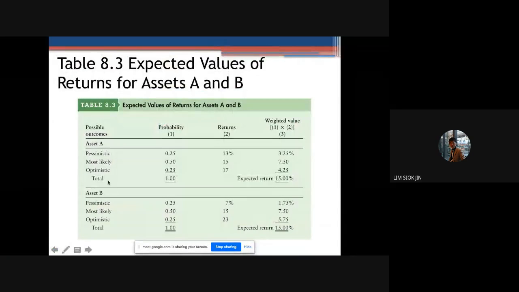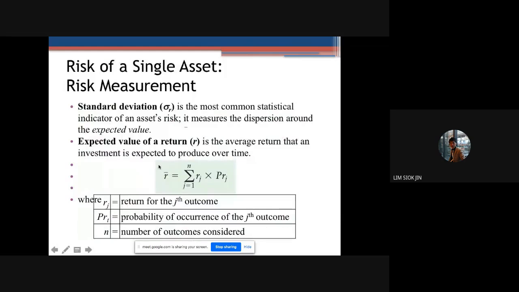Asset A, normal food. Asset B, selling durian. Okay, the return is the same, 15-15. Expected return is the same, 15%, 15%. But which one has higher risk? We don't know, right? So now we see. So how do we see expected return?